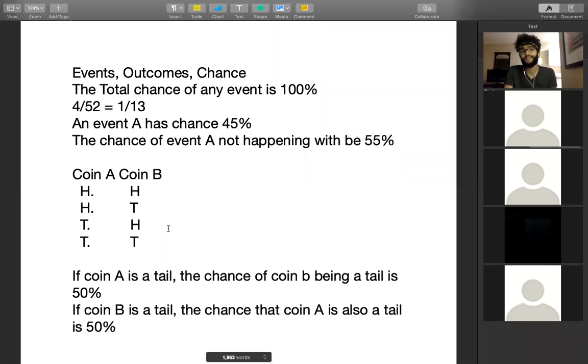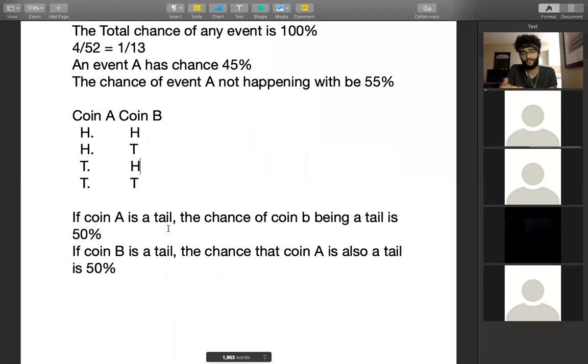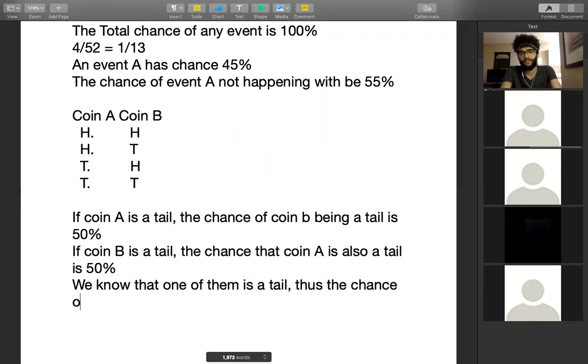Does anybody feel that there is any outcome which has been ignored in this particular event? Is there something else which can happen? No. Okay, so now there are 2 possibilities. If coin A is a tail, then the chance of coin B being a tail is 50. If coin B is a tail, then the chance of coin A also being a tail is 50. So now we know that one of them is a tail. Thus, the chance of the other being a tail is 50%.